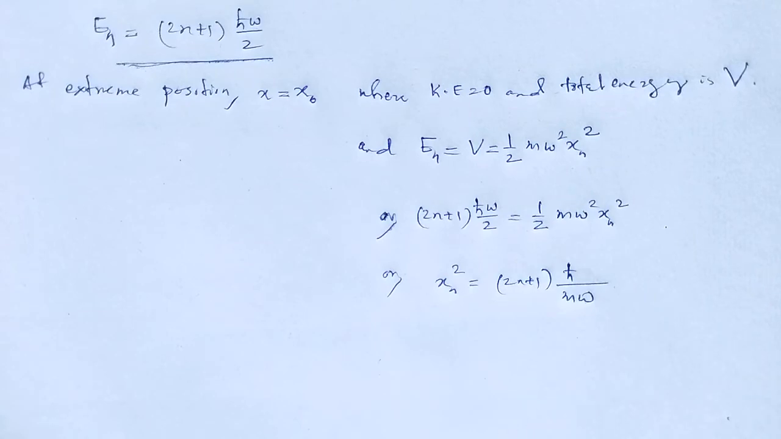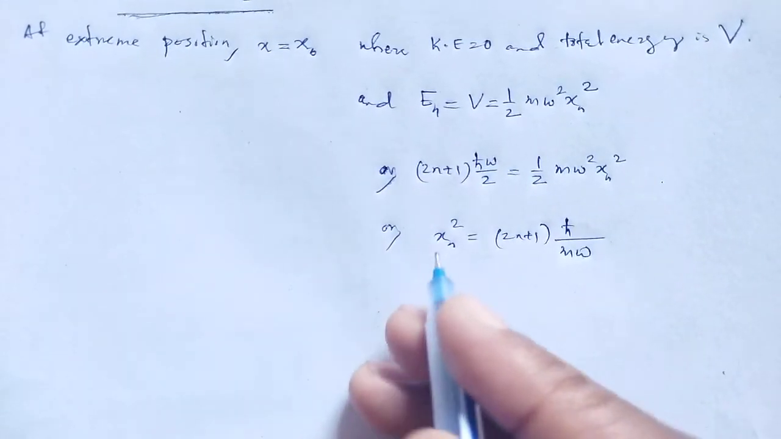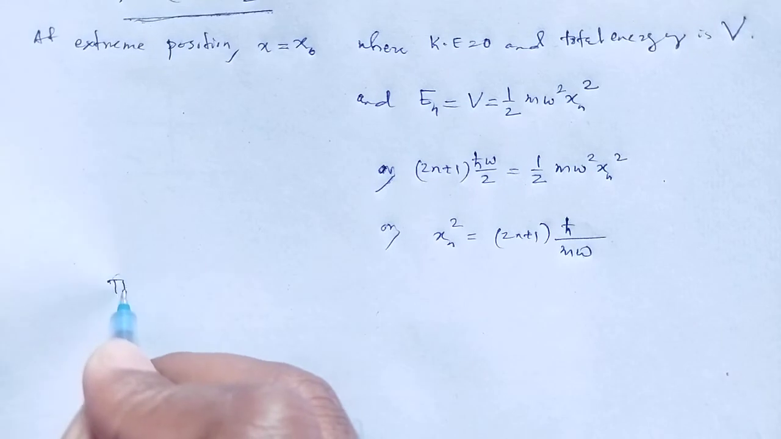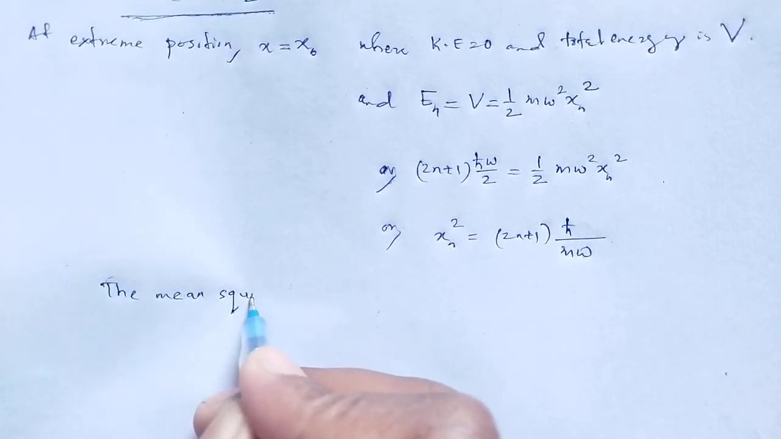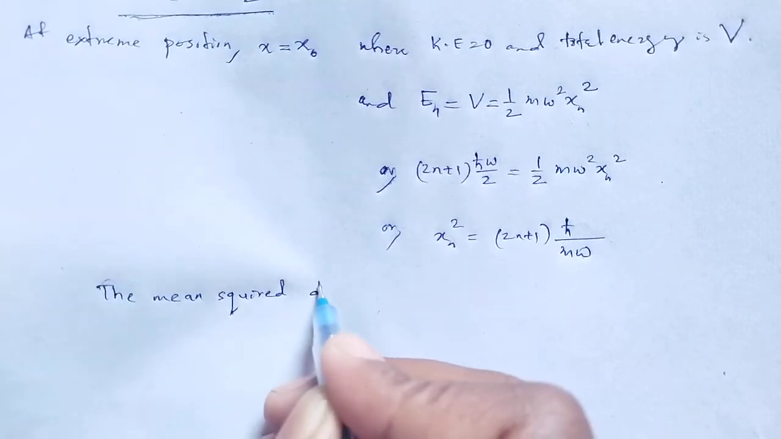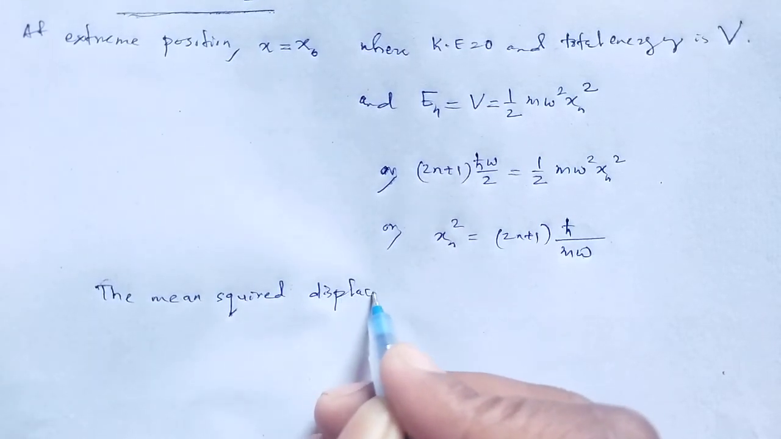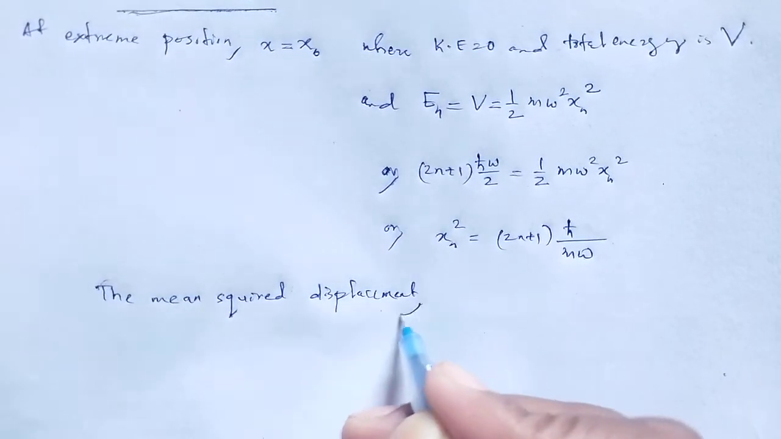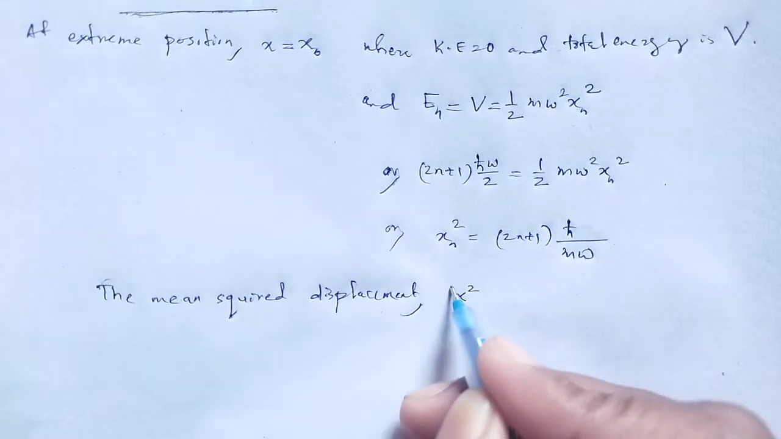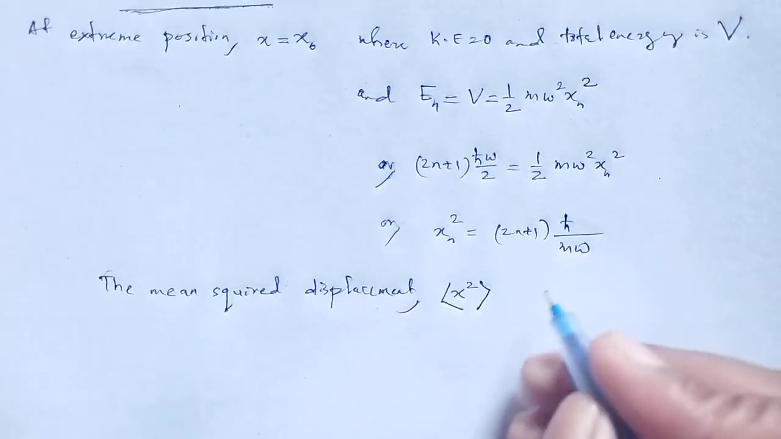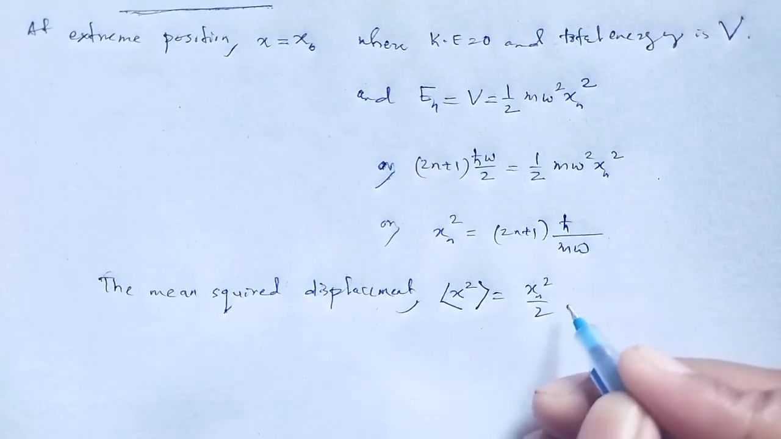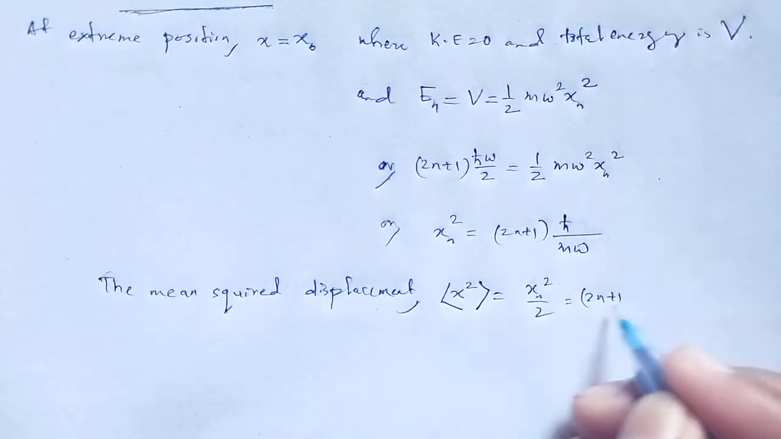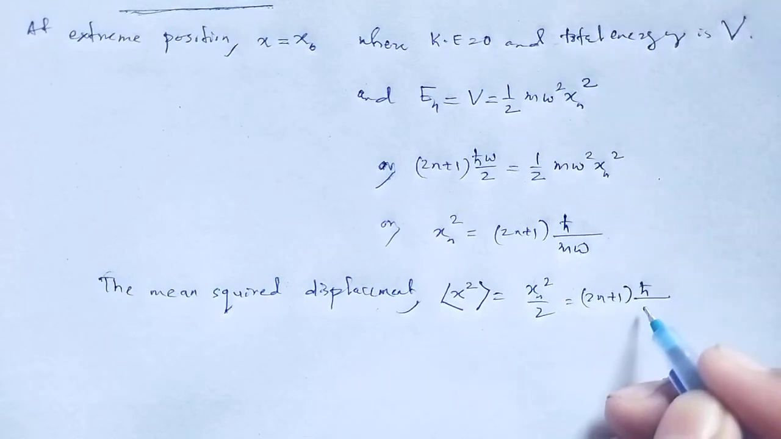Now the mean squared displacement, that is ⟨x²⟩, is equal to xₙ²/2, that means (2n+1)ħ/(2mω).